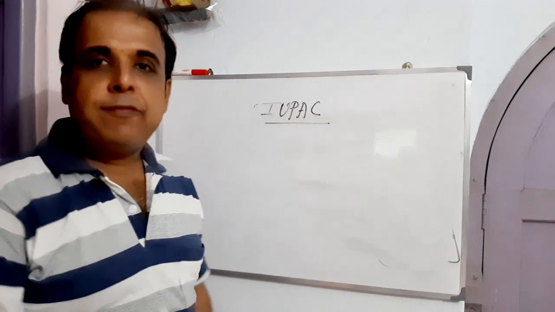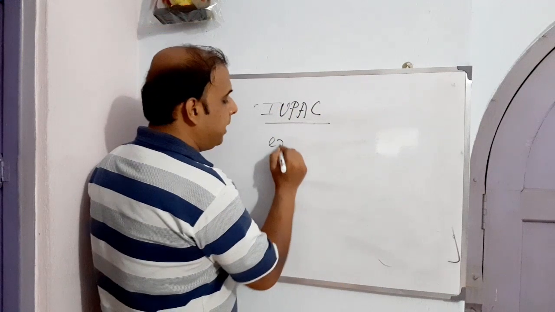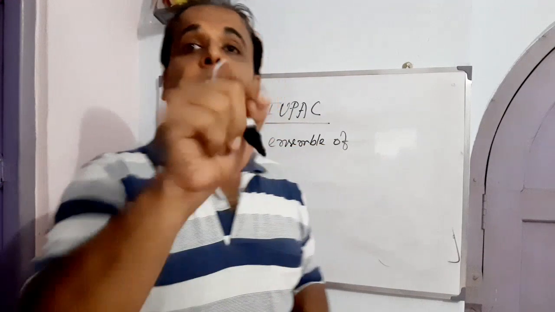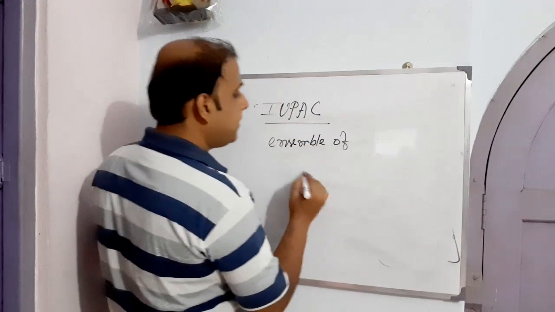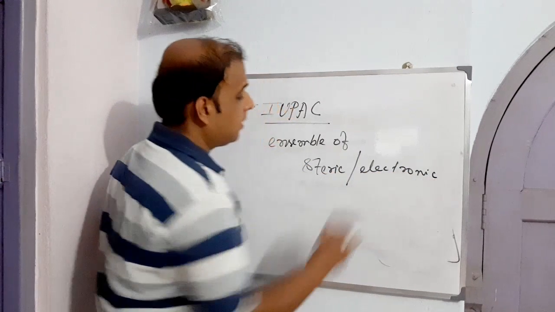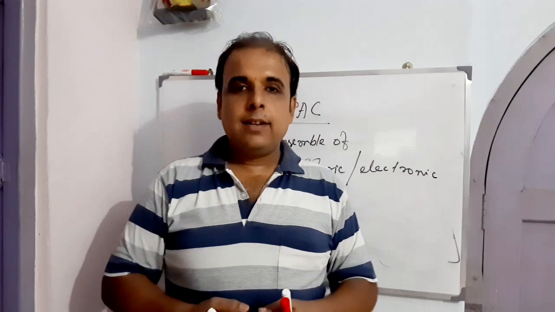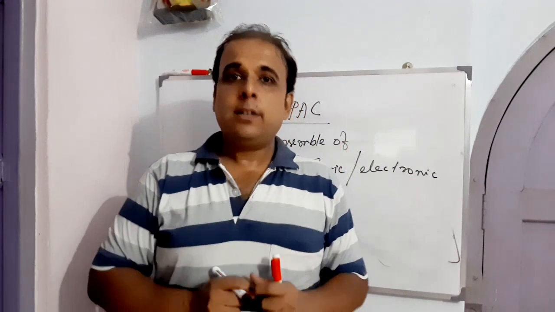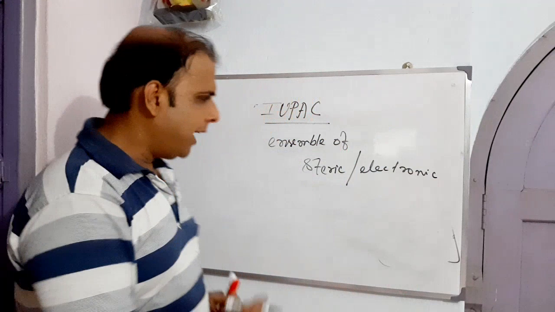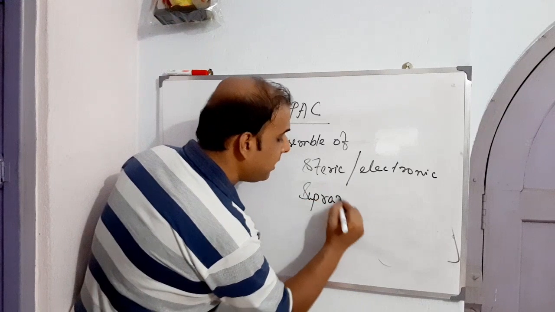So as per IUPAC, pharmacophore is nothing but an ensemble, that means an accumulation, of molecular features which include steric and electronic features that are necessary to ensure the interaction. The interaction is supramolecular interaction. It's a new term for you, supramolecular interaction. What is that supramolecular interaction?